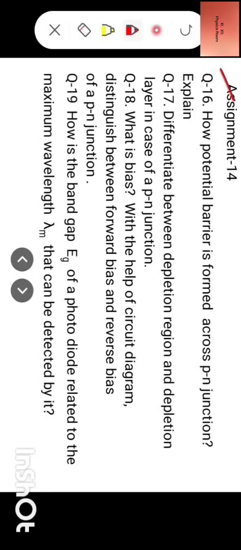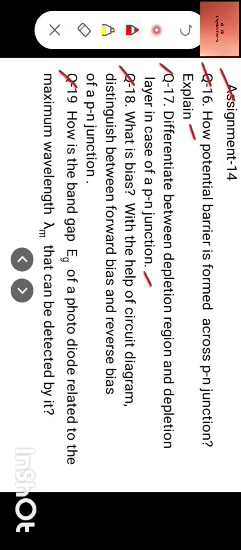Assignment 14 continued. Question number 16. How is a potential barrier formed across a p-n junction? Explain. Question number 17. Differentiate between depletion region and depletion layer in case of a p-n junction. Question number 18. What is bias? With the help of a circuit diagram, distinguish between forward bias and reverse bias of a p-n junction.